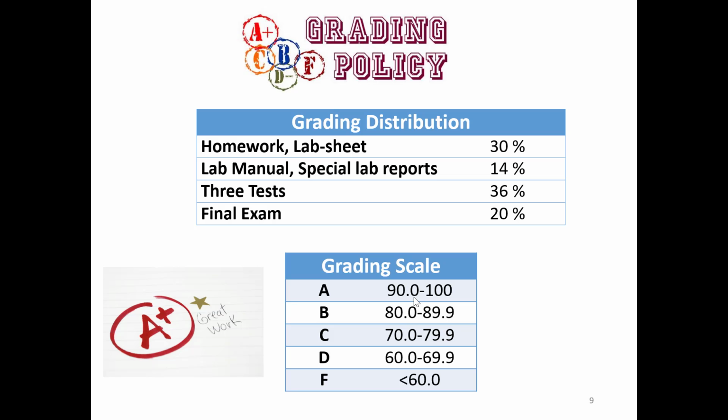In this slide, we are going to talk about the grading policy. In the grading distribution, you can see that the homework and the lab sheets, meaning the labs, correspond to 30%. The lab manual and the special lab reports correspond to 14%. The three tests correspond to 36%, and the final exam corresponds to 20%.